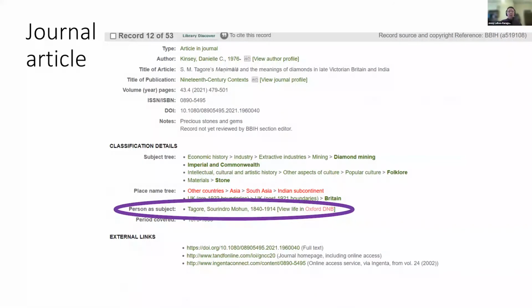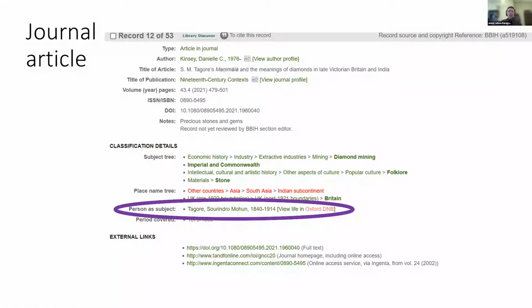So this is an example of a journal article. Again, at the top, you'll find the bibliographical information and the subject information in the middle. But at the bottom, you'll see external links. These will be links to the DOI, where you may be able to access the full text if your library has access, as well as the journal homepage. But in some other resources, you may also find links to online databases such as JSTOR or Project MUSE.